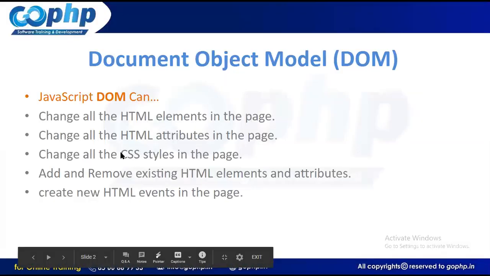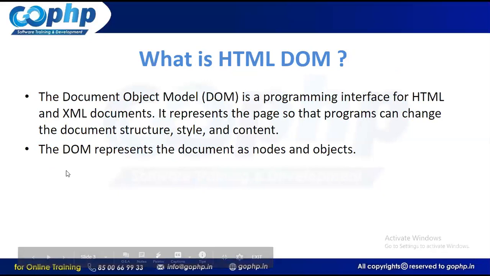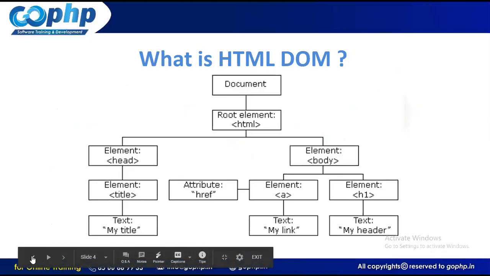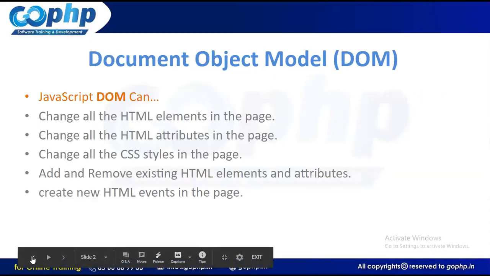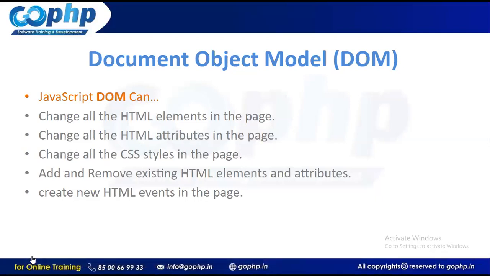You can see the third point here. What is the third point saying? That DOM can change all the CSS styles in the page. For example, you already know how to assign a style to a document or element. So we can design an element in two ways here, by using CSS and by using JavaScript as well, guys.